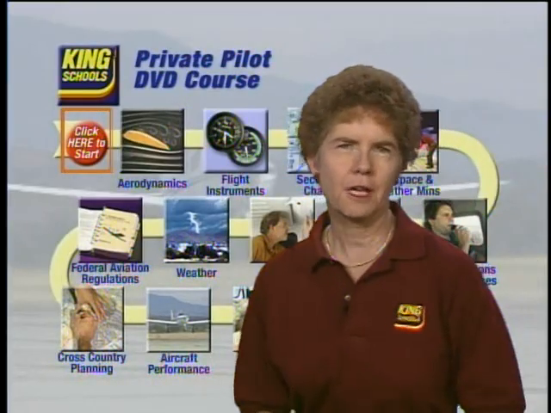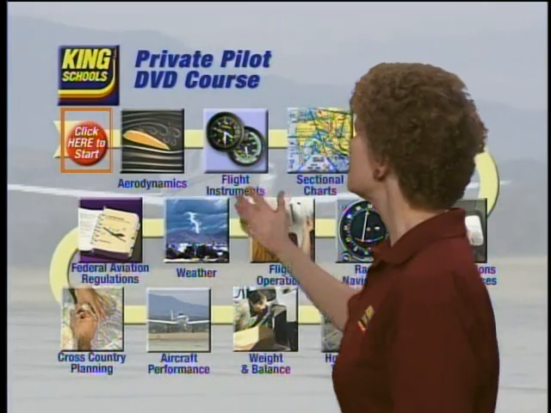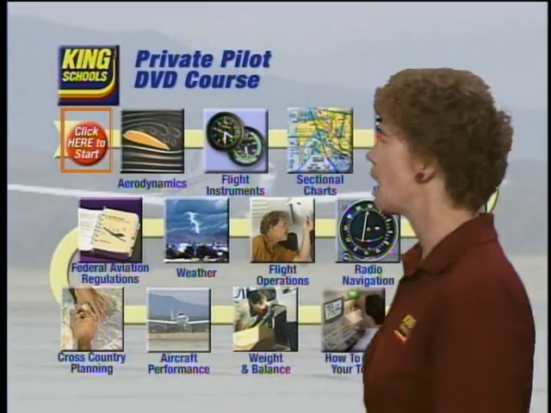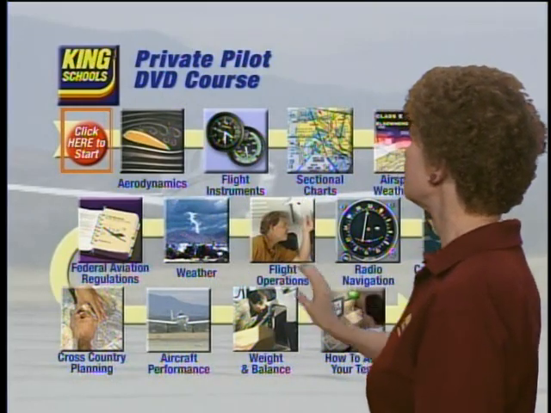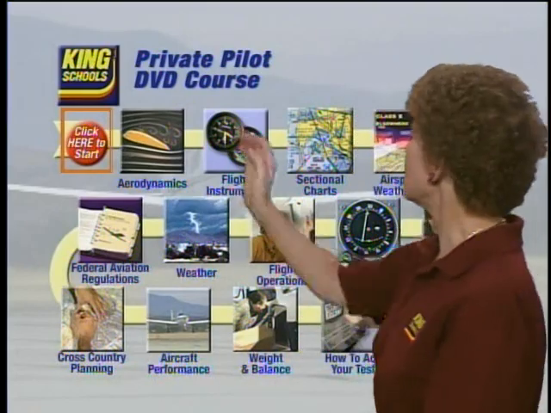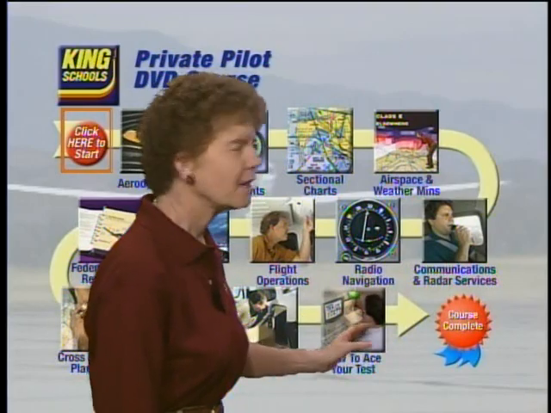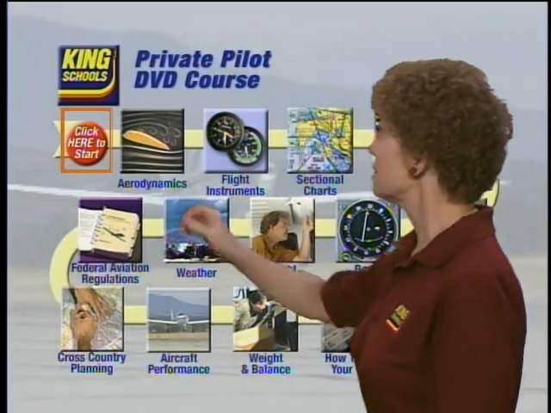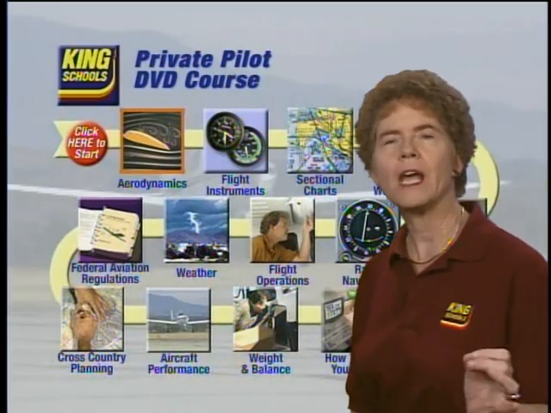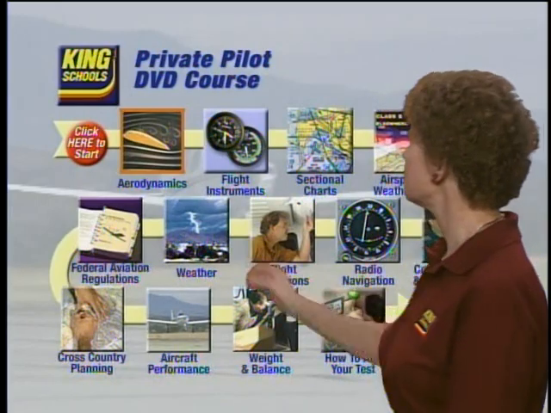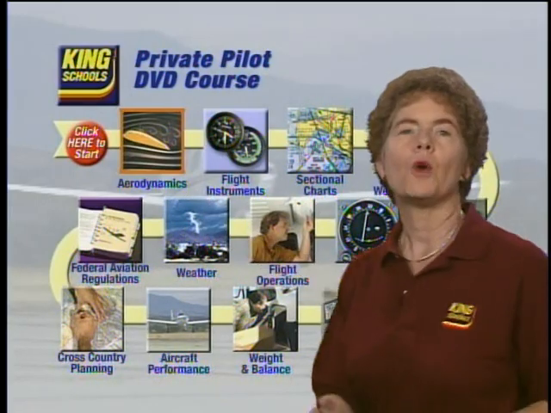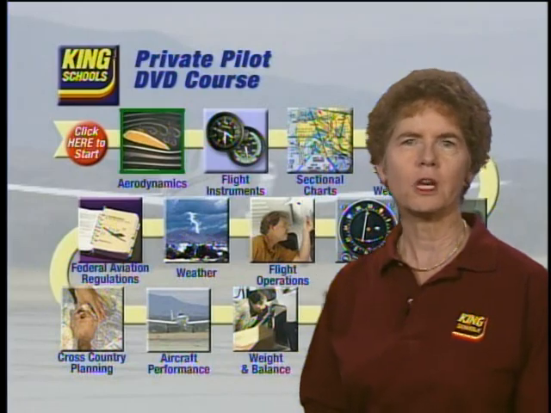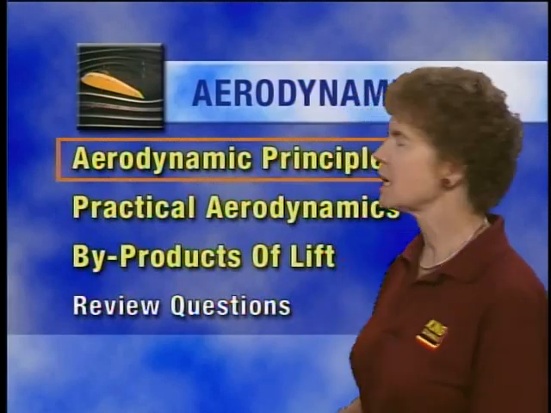When you start your interactive DVD course, you'll get the main menu screen. The main menu screen is where you'll see the picture icons for each of the King subject areas. We recommend you follow this path to complete your Private Pilot interactive DVD course. Now, after you've watched this Start Here segment, the orange box will be highlighting the first subject icon on your path, aerodynamics.